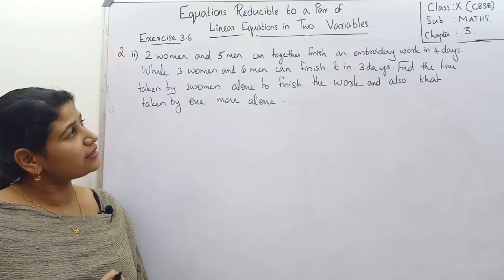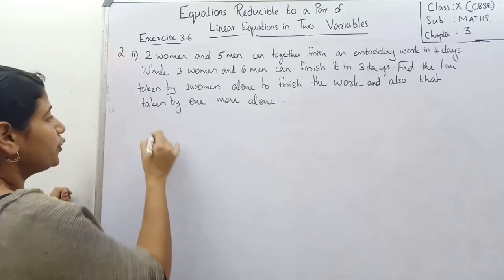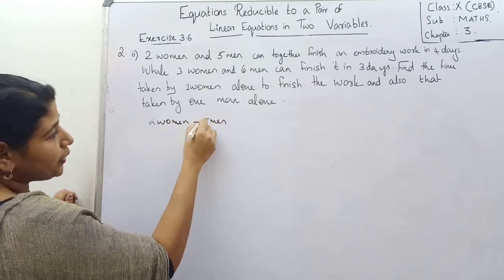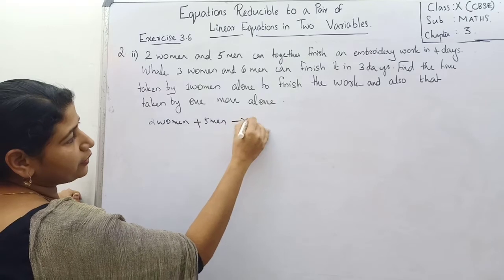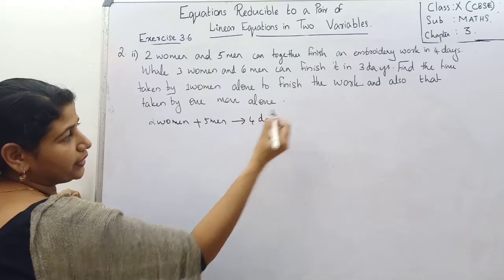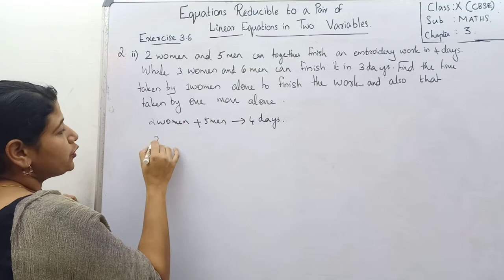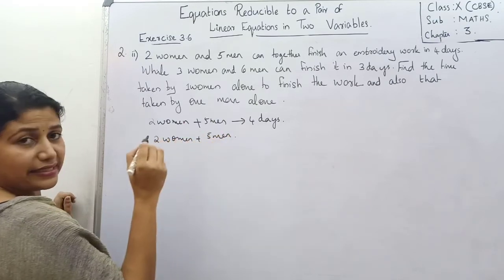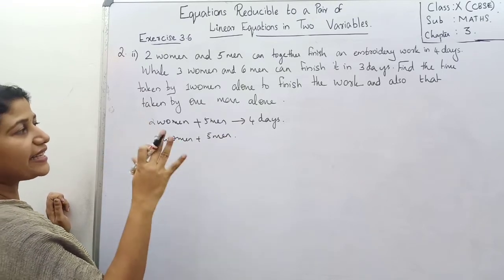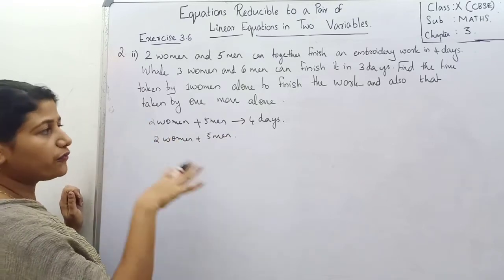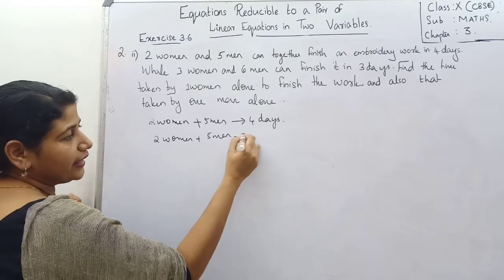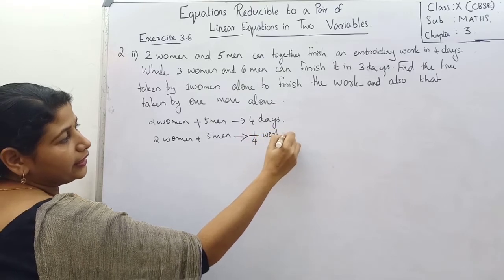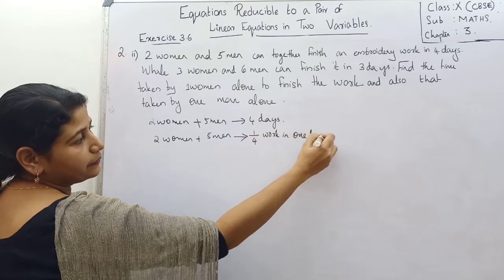So in this question, it is given that 2 women and 5 men together can complete an embroidery work in 4 days. Okay, they take 4 days. So what does it mean? 2 women and 5 men can complete the work in 4 days, means they can do 1 by 4 of that work in 1 day. Okay, they can make 1 by 4 work in 1 day.